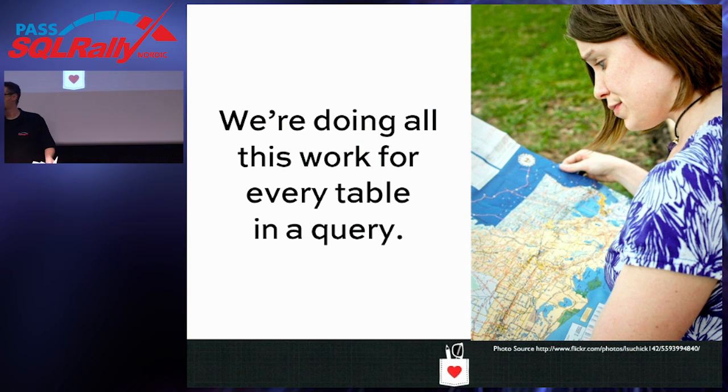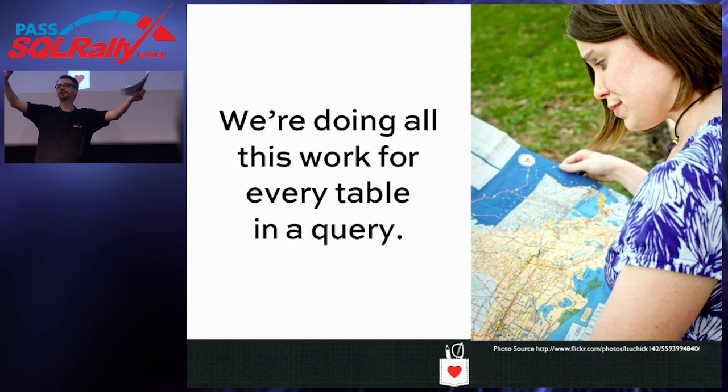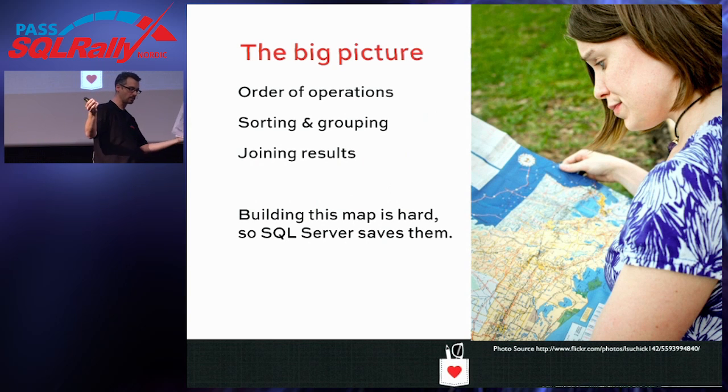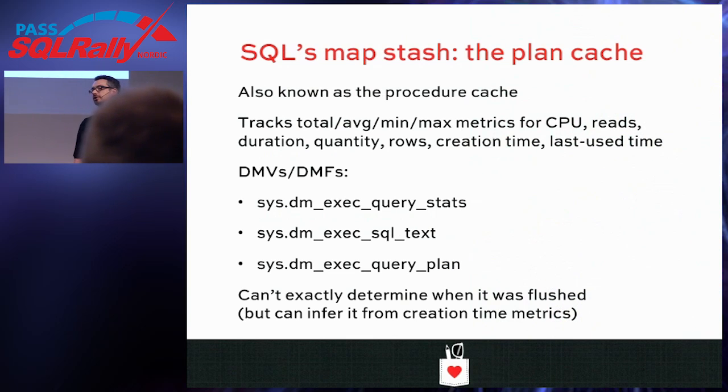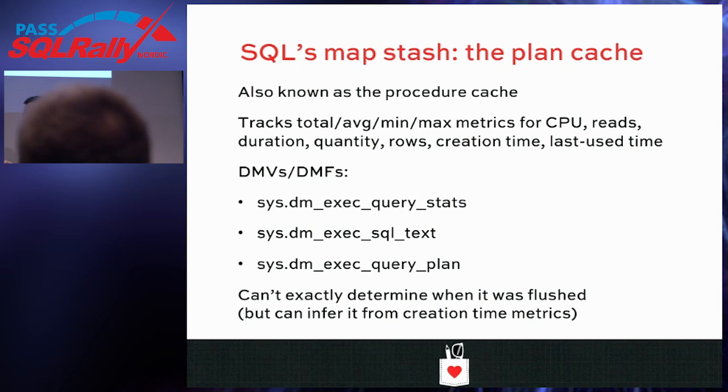SQL Server is doing all of this decision-making work for every single table in your query. SQL Server has to build this big, ginormous map of how it's going to access the data, in which order, how many rows it expects to come back. Because this stuff is so computationally intensive, SQL Server stores all of it for you in the plan cache. Well, it doesn't store it for you, it stores it for itself.